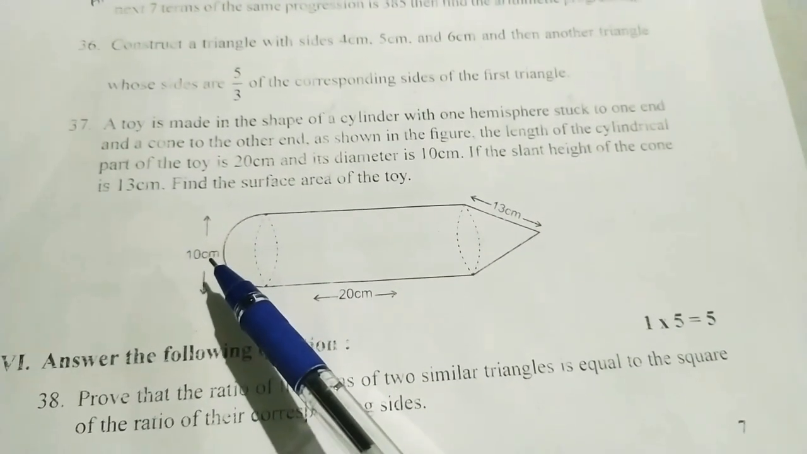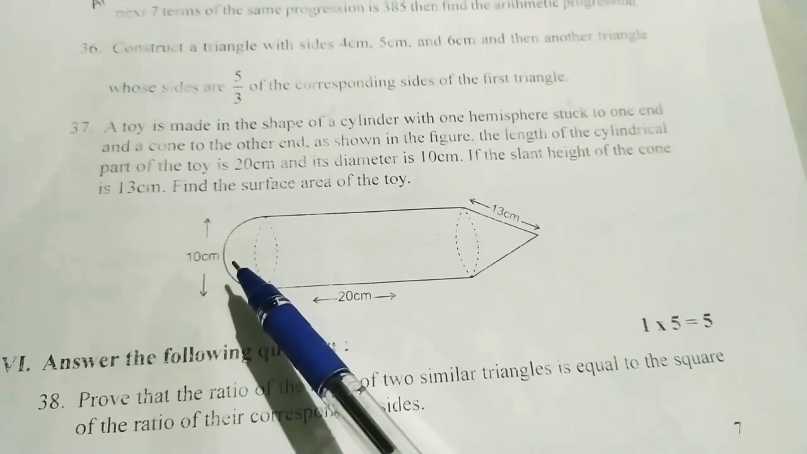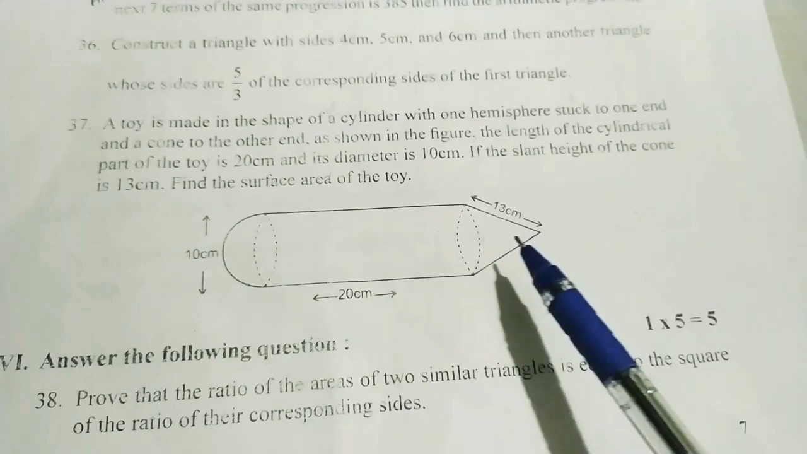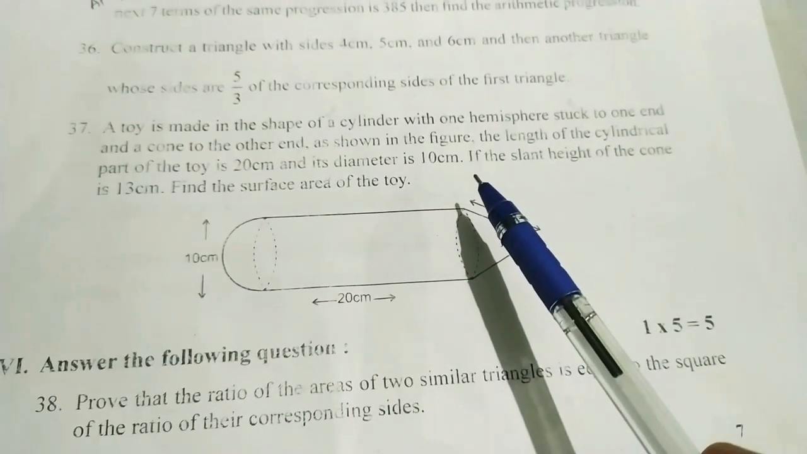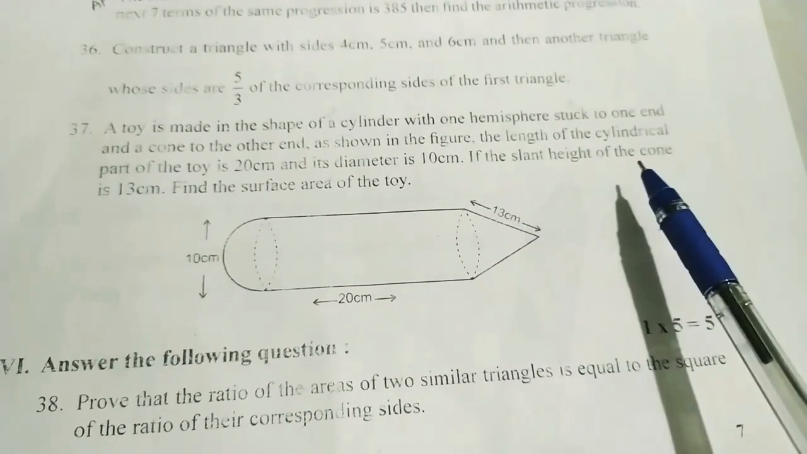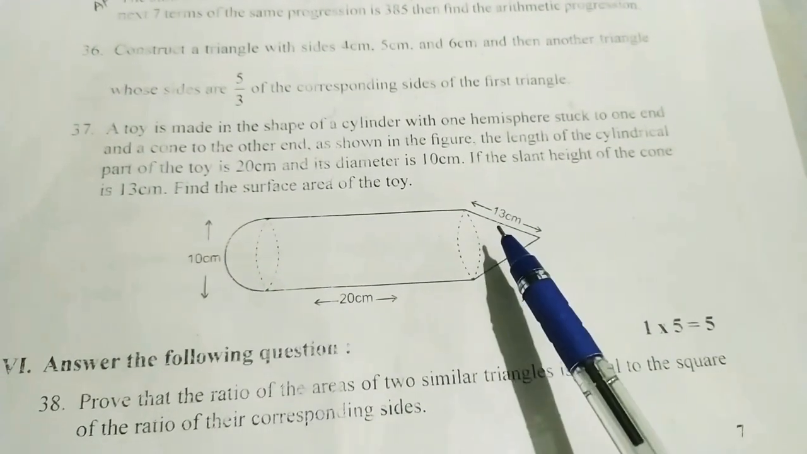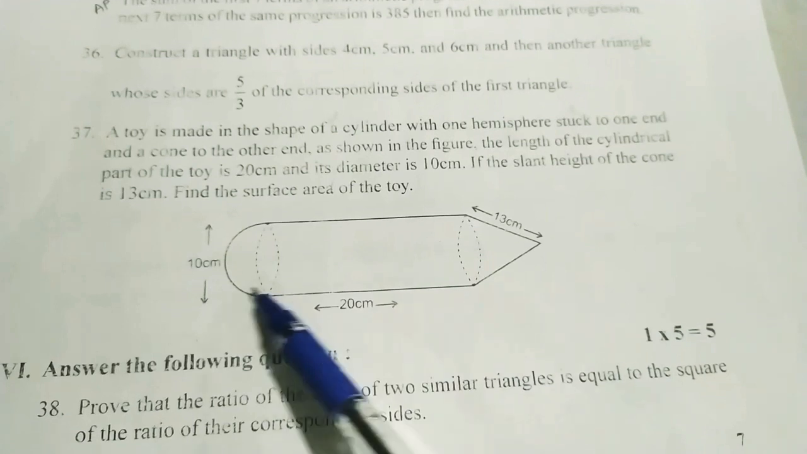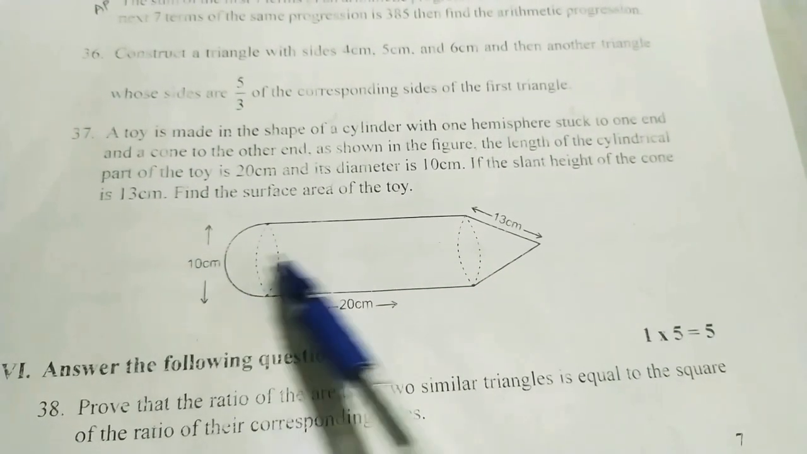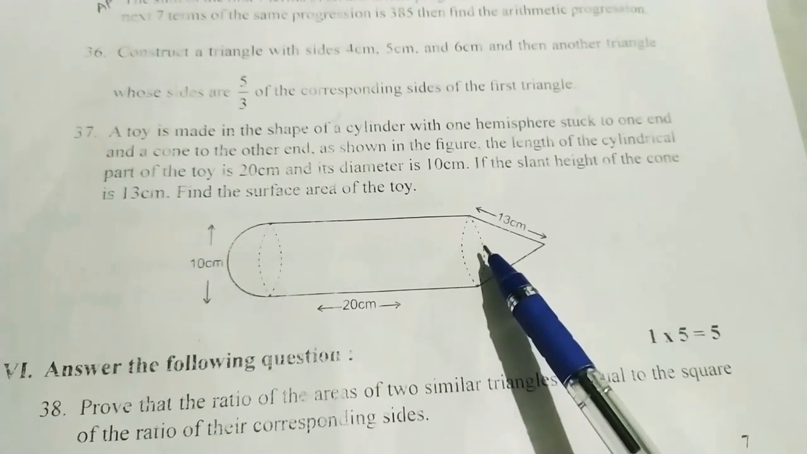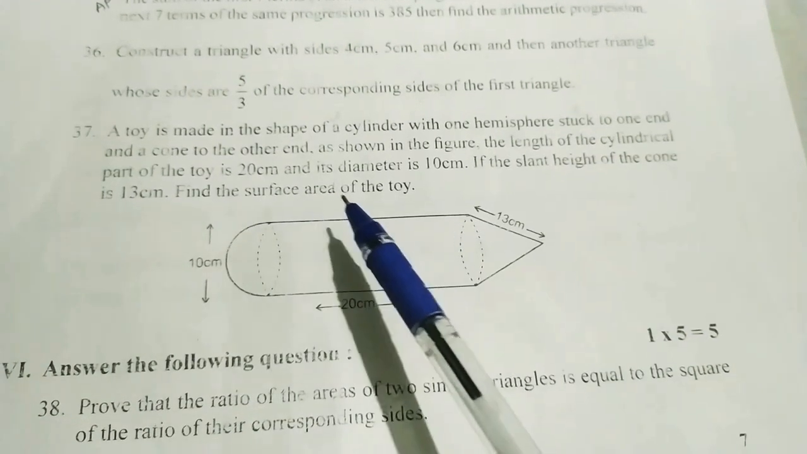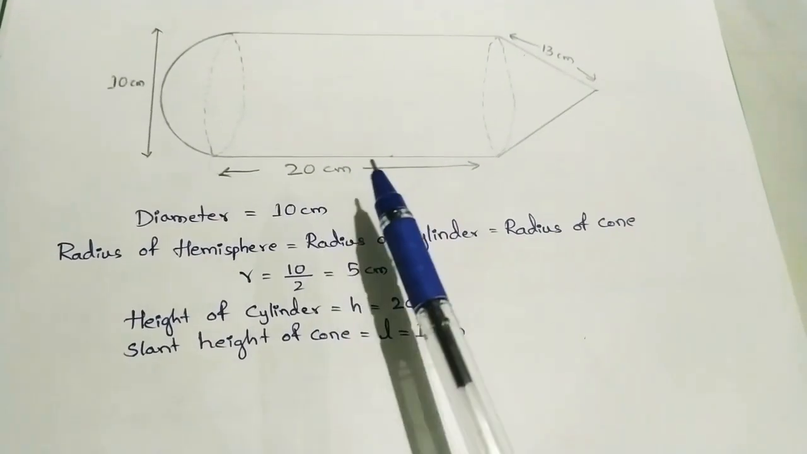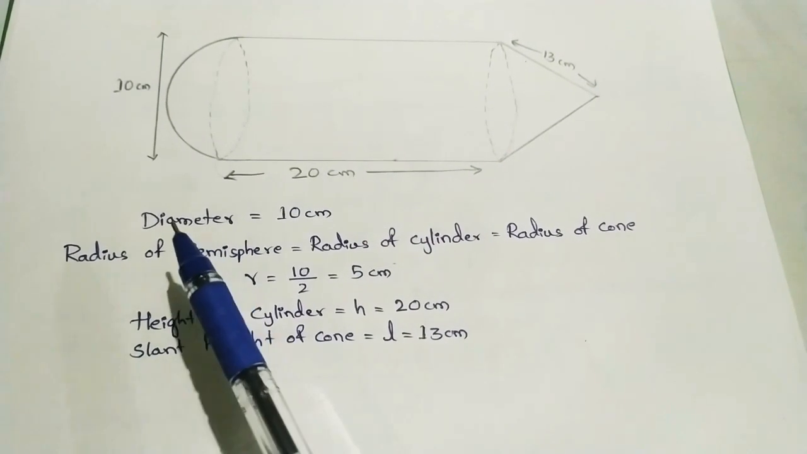So it means this 10 centimeter gives us the radius of the hemisphere and the radius of the cylinder, and they gave another thing here. If the slant height of the cone is 13 centimeters, so slant height, that is L, they gave, then the radius is also the same. If you divide the diameter, you will get the radius of the cone also the same. Now find the surface area of the toy. Now roughly redraw the diagram and write the given data.